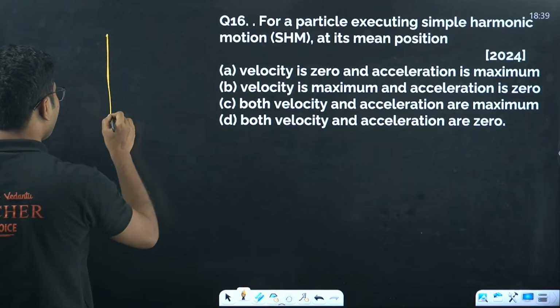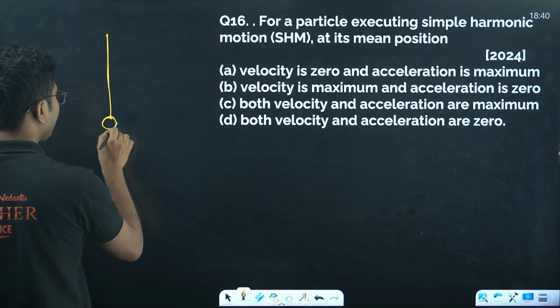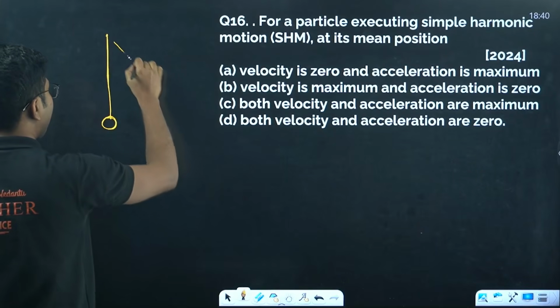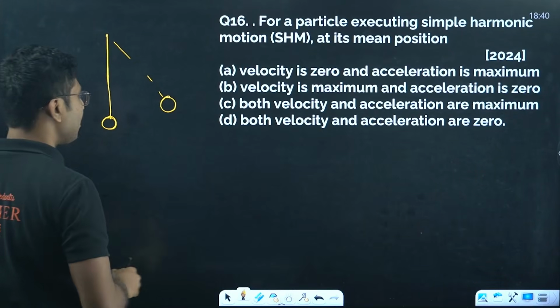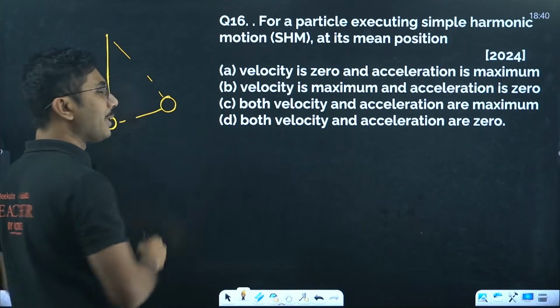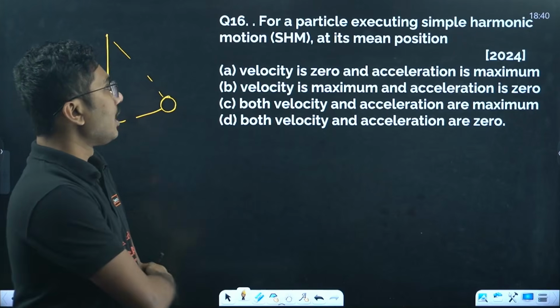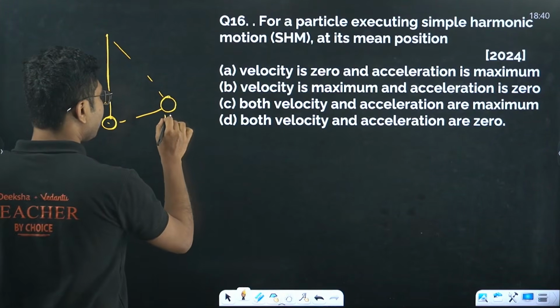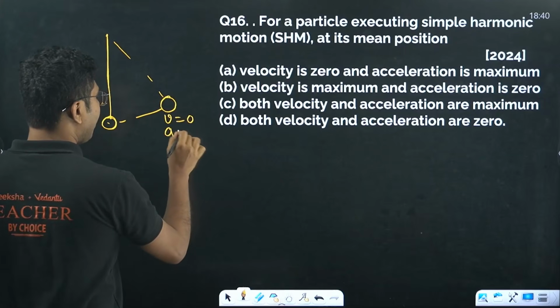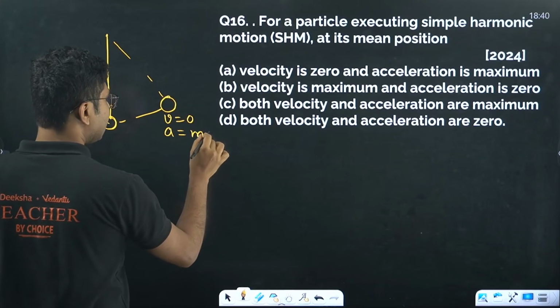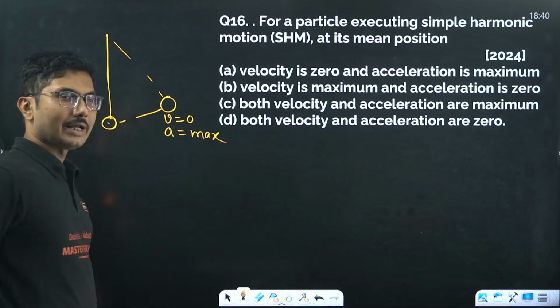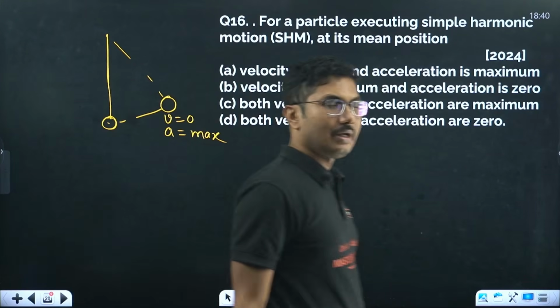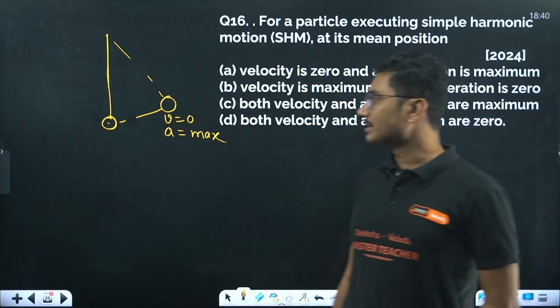So if the particle is oscillating in simple harmonic motion, what happens is that when the particle is at the maximum position, the particle momentarily stops. So at this position velocity is 0 and the particle moves because of its acceleration. That's why at the extreme position velocity is 0, acceleration is maximum.